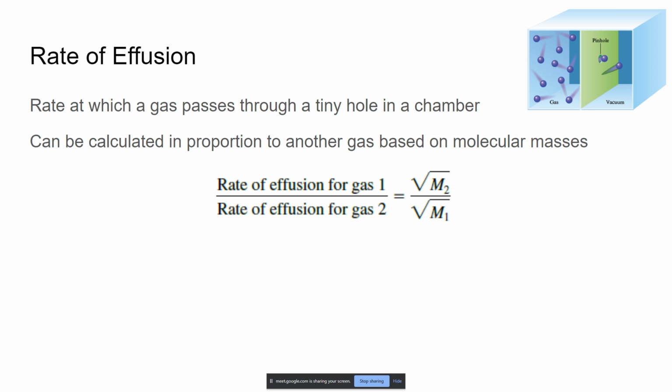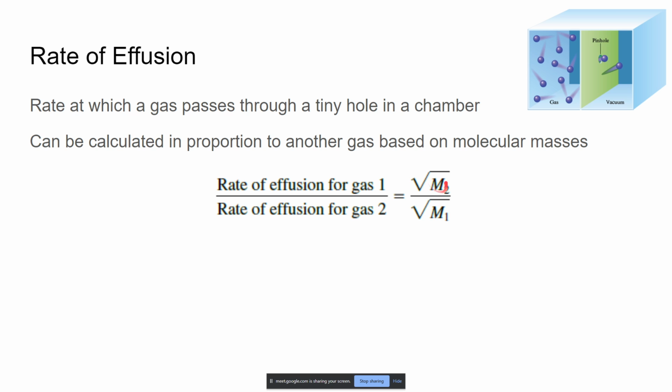In terms of absolute numbers, this is difficult to calculate, or at least I don't think we have to know that. But you do have to know this formula, which is how the rate compares if you had two gases in the same chamber and you compared the ratio of their rates of diffusion. Imagine we have two gases. The rate of diffusion for gas number one over the rate for gas number two equals the inverse square root of their masses.